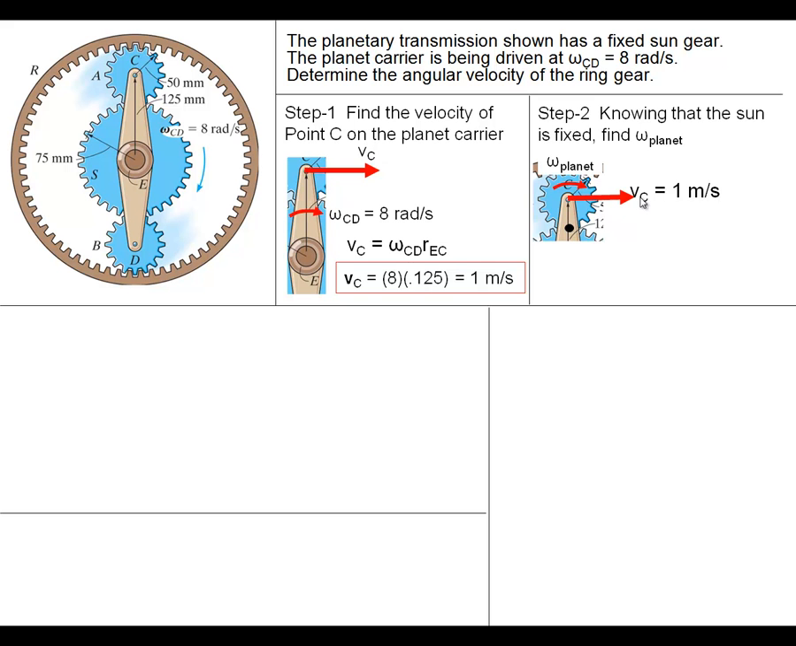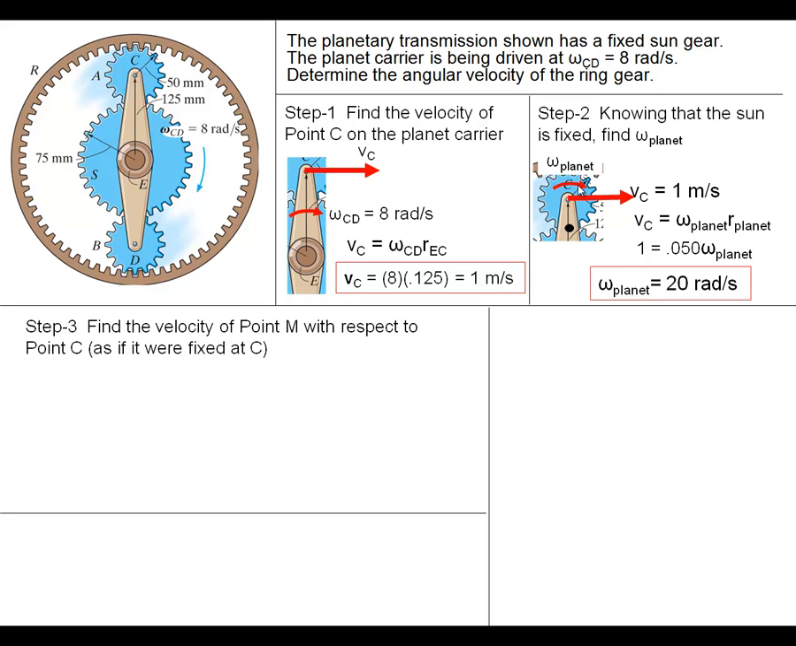We know that velocity of this point is 1 meter a second, and we can find this radius of the planet gear, so we could find the omega then. So the velocity of C is the omega of the planet times the r of the planet. So therefore the rotational speed of the planet gear is 20 rads per second.